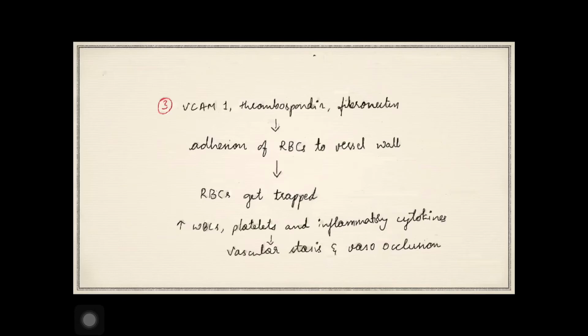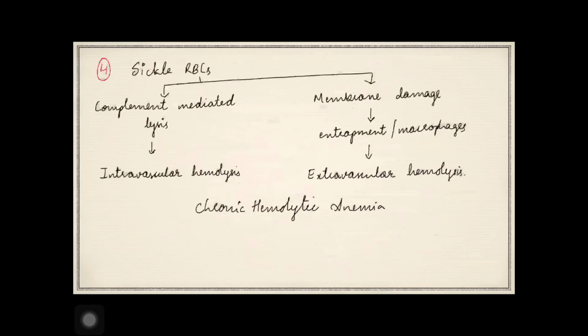The RBCs get trapped, and there is also leukocytosis, increased platelets and increased inflammatory cytokines, which will in turn lead to vascular stasis and vasoocclusion. Now, the sickled RBCs, which are permanently sickled, undergo complement mediated lysis, forming intravascular hemolysis.